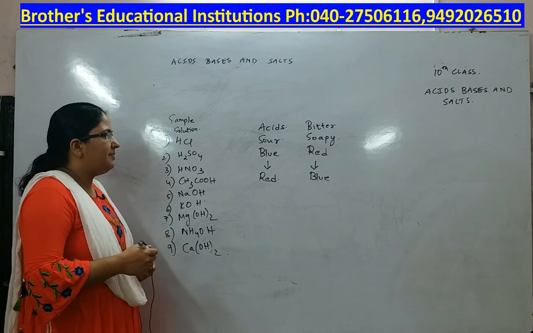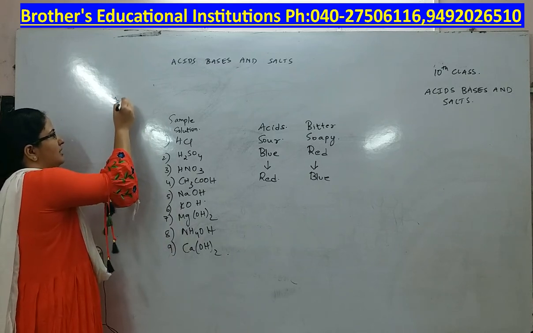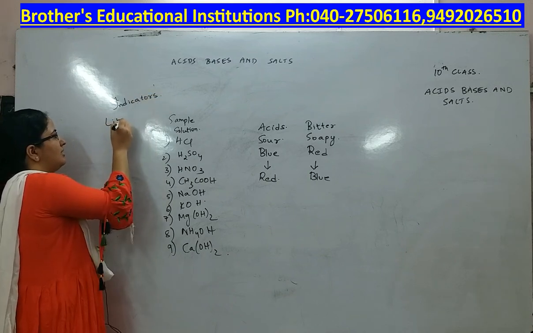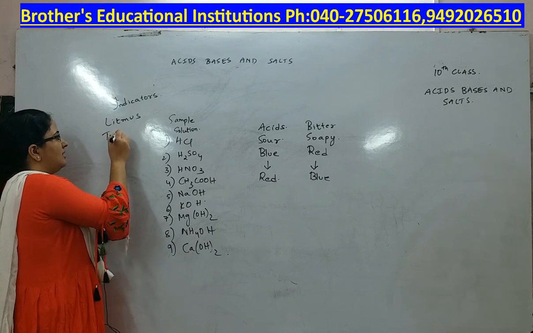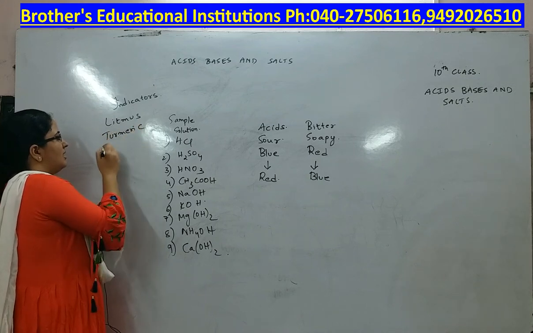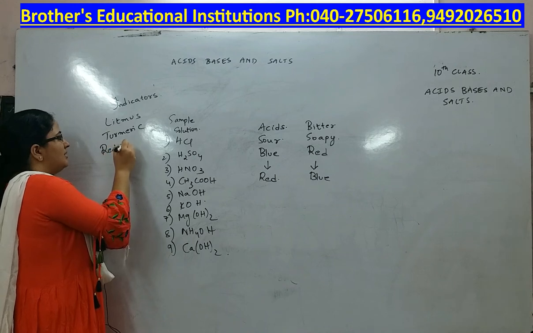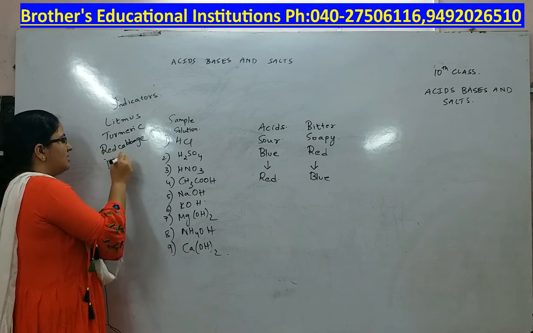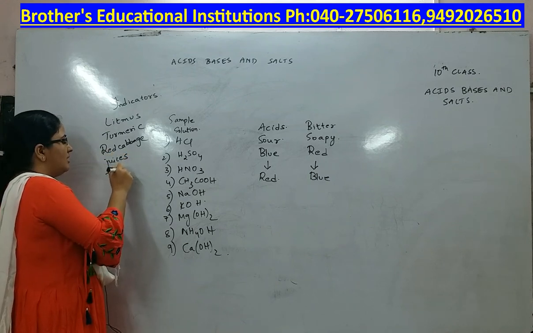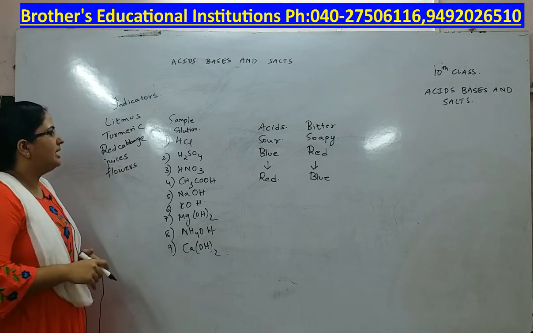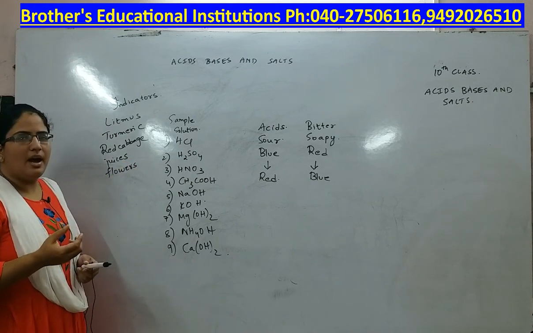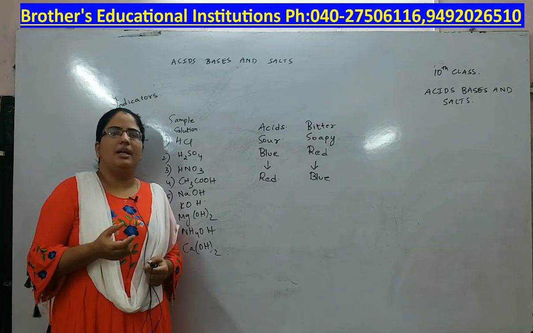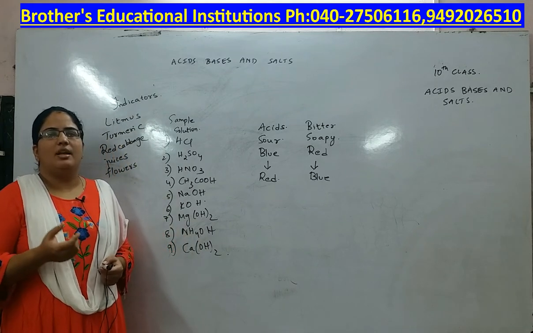Now you have something called indicators. Litmus, turmeric, extracts of red cabbage and juices from certain flowers. Litmus, turmeric, red cabbage, juices of certain flowers are used as indicators. Indicators are the materials which show some color change for either acids or bases.